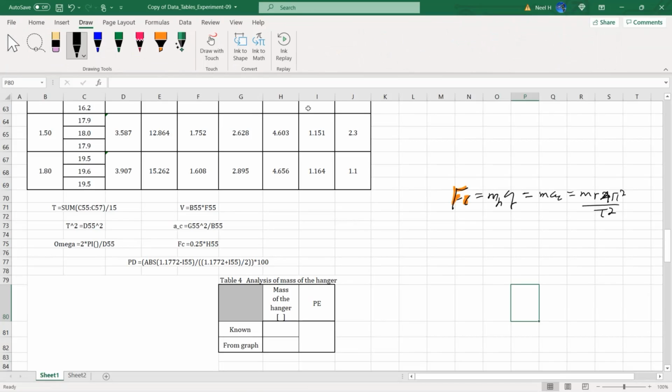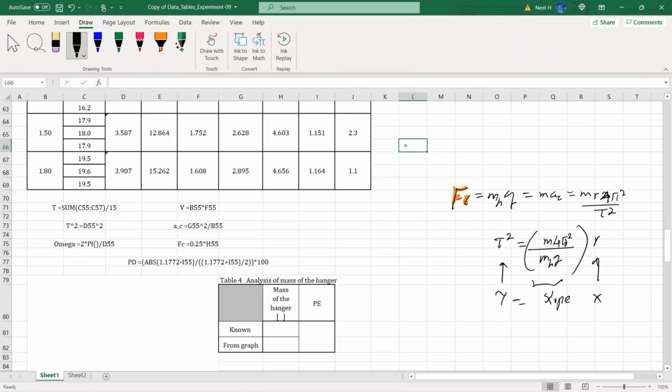Then in this particular case, we are changing the radius, and then T will be changed accordingly, right? Then it should look like mass of the object times 4 pi squared divided by m_h times the gravity, and then radius. Now this will be the slope of the graph. This is the y-axis, this is the x-axis. Now we'll make a graph between the radius and T to the power 2.